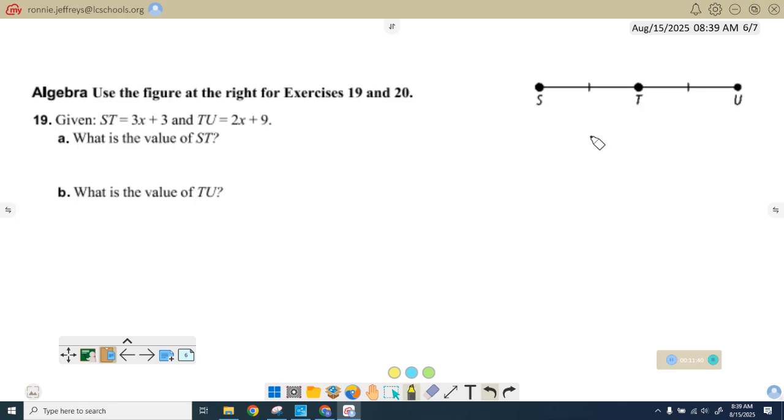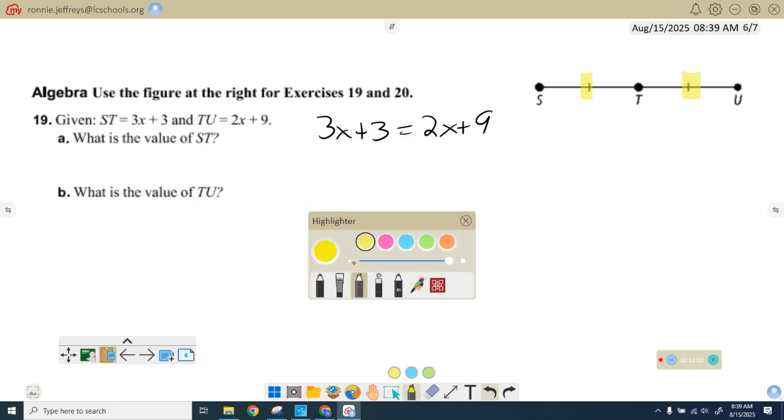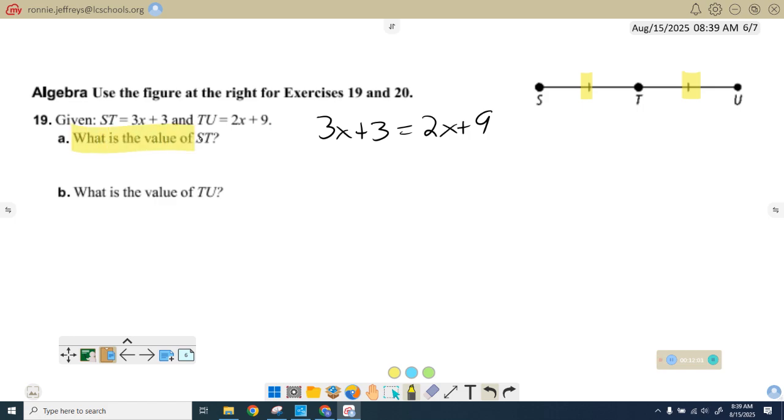Now, these marks right here mean that they're congruent. They mean that they're equal. Once we set these up, here's the crazy thing. Remember how I said that you must answer the question that's being asked? It says what's the value of this, not what's the value of X. So after you do this, you actually have to find the value of this.